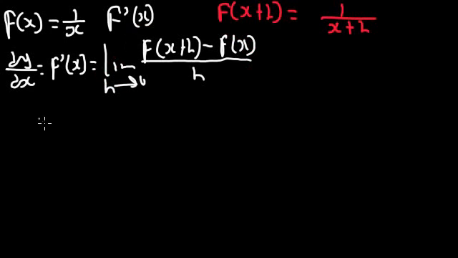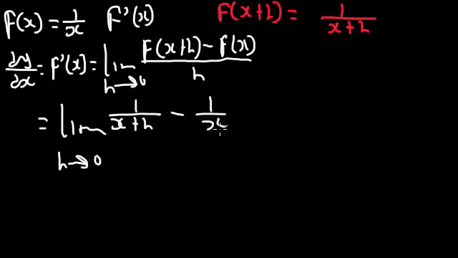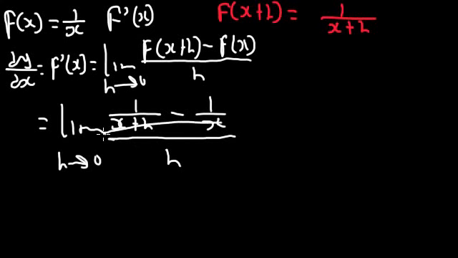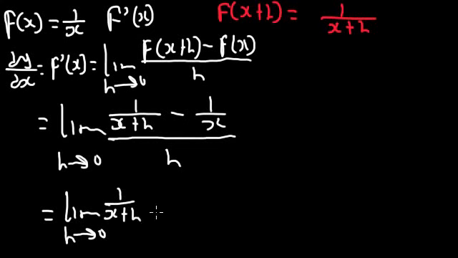So therefore, dy/dx becomes the limit as h approaches 0 of (1/(x+h) minus 1/x) all divided by h. Perfect. So right now I have a compound fraction which I will need to simplify by reciprocating. So this long division, let me change it to the regular division. Then we have the limit as h approaches 0 of 1/(x+h) minus 1/x, divided by h.